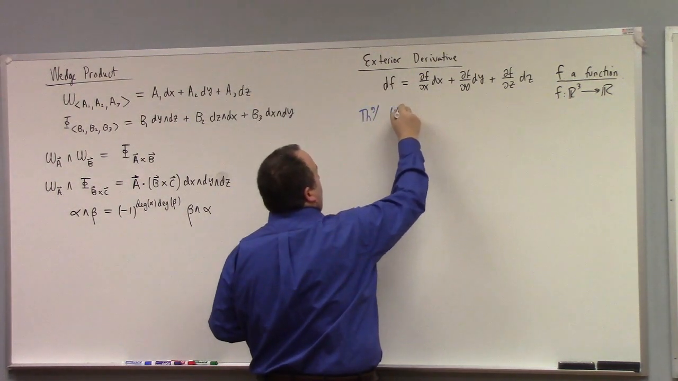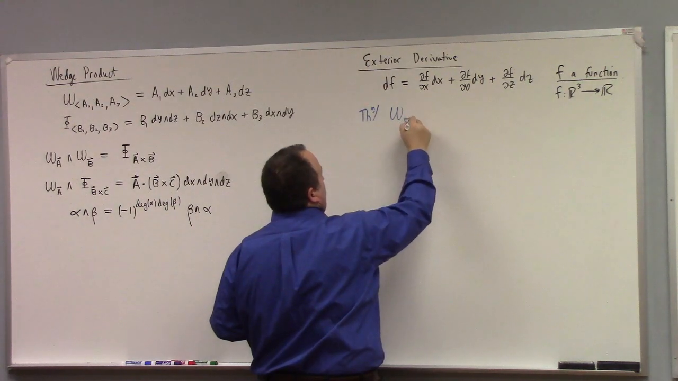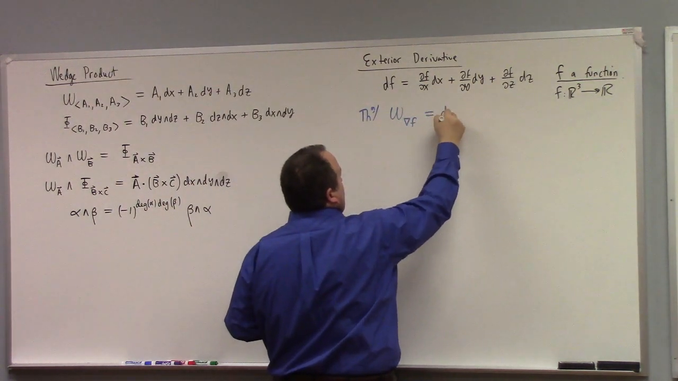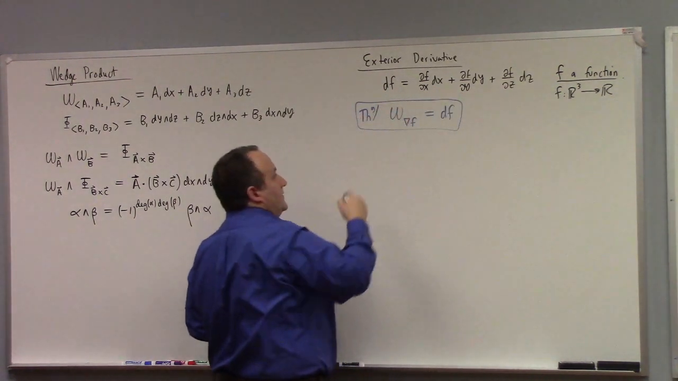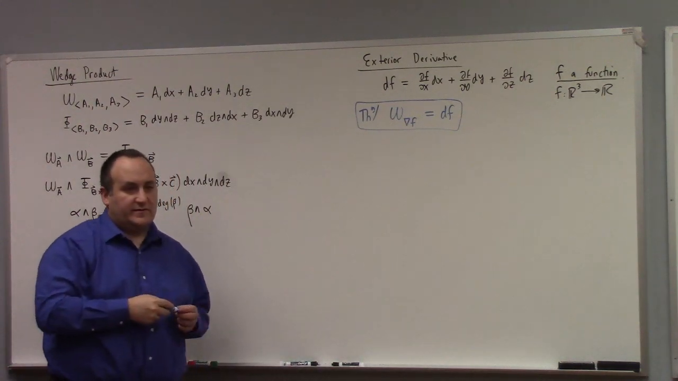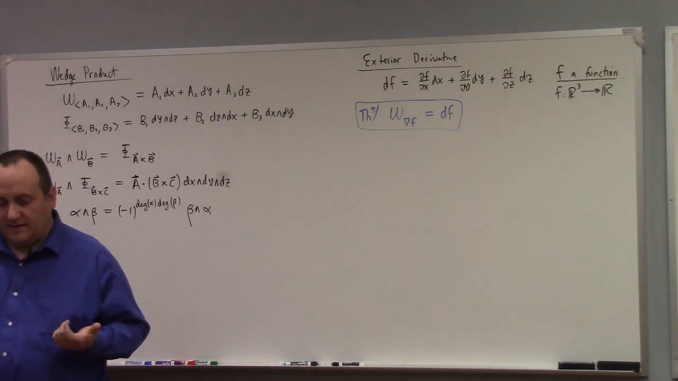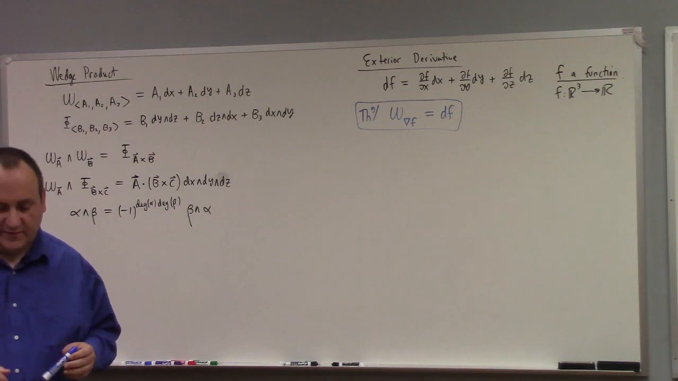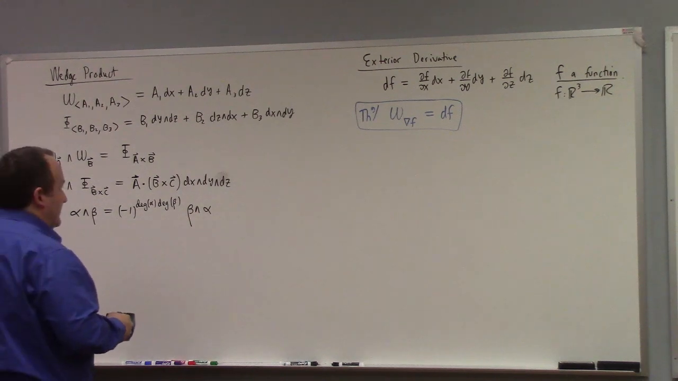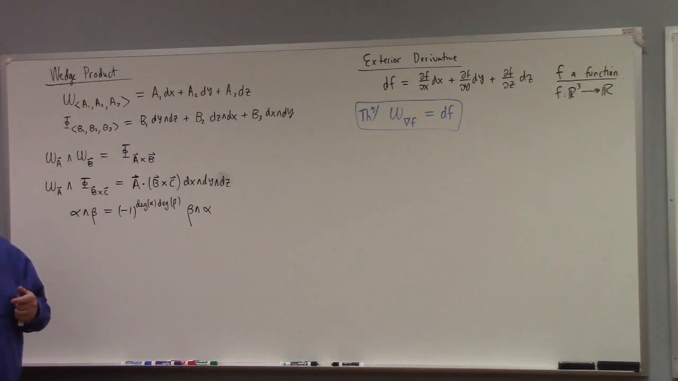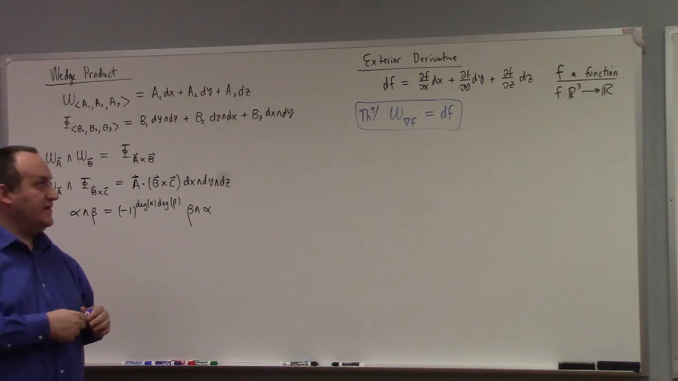The work form of the gradient of f is equal to df. That's immediate from what I've written. If we take the gradient vector field, which is partial f partial x, comma partial f partial y, comma partial f partial z, and we look at the work form that corresponds to the gradient vector field, it's exactly the total differential of the function. So that's how the gradient gets brought into the story of exterior differentiation.